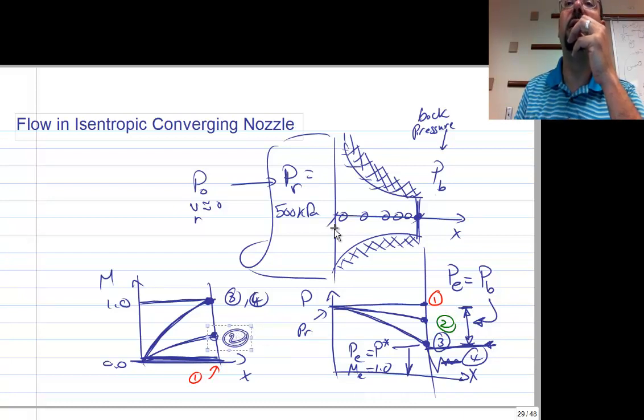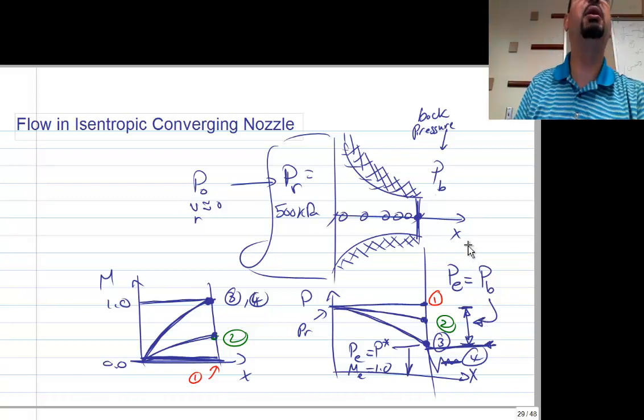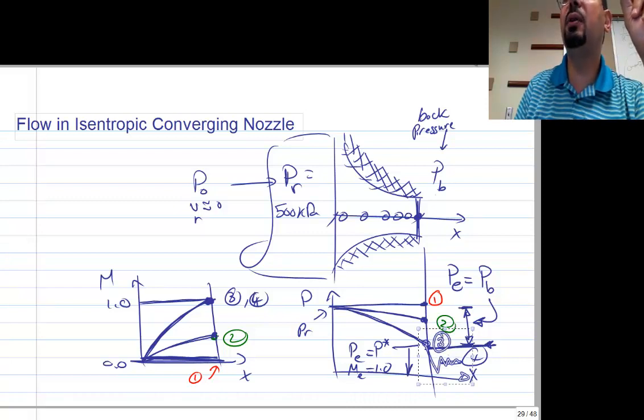What will happen? The flow will accelerate. The Mach number will go up a little bit. Not 1, but the flow will start going, and the pressure will drop a little bit. Not much, but it will. Eventually the exit pressure will become the back pressure, until the limit. The limit is when the pressure drops enough that the Mach number is 1 at the exit.